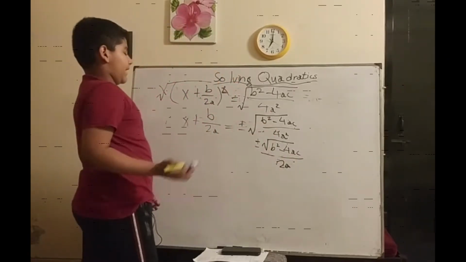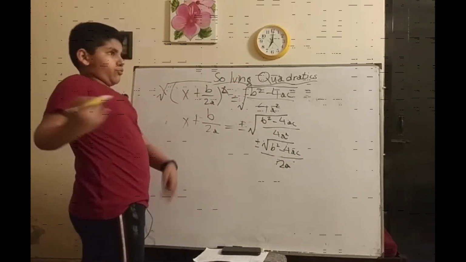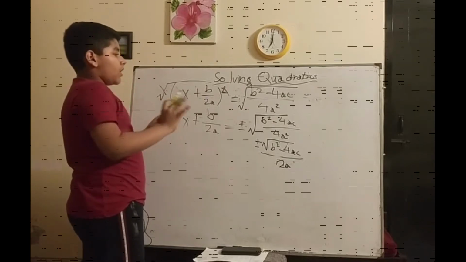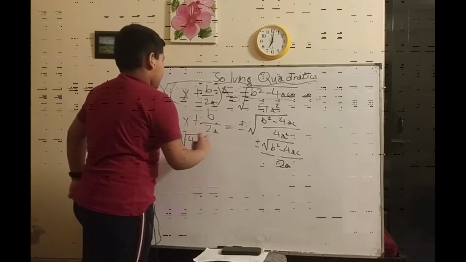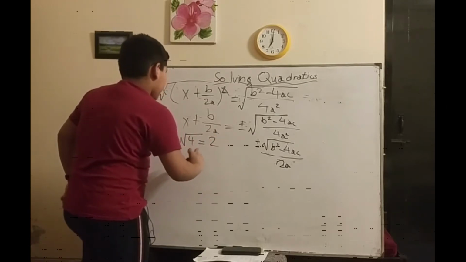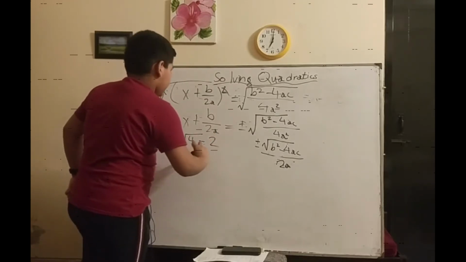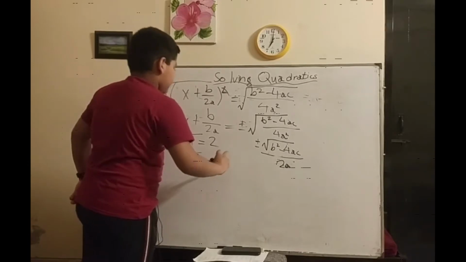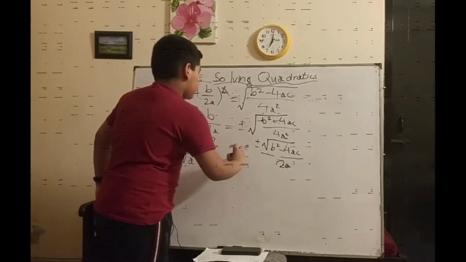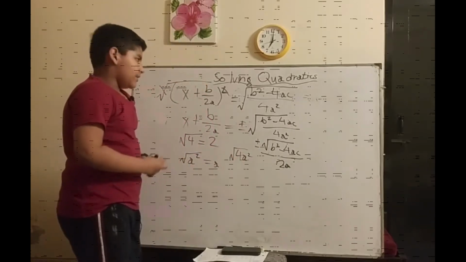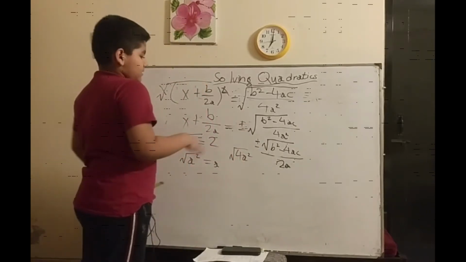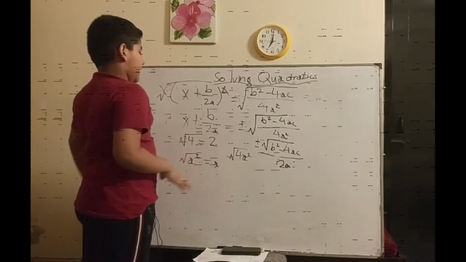Now how is it 2a? Well, you might think I'm going pretty randomly on this, and you're not following. Okay, so the square root of 4 equals 2 and the square root of a squared equals a. Now it was the square root of 4a squared. Now understand? You should, because this is getting very complicated.